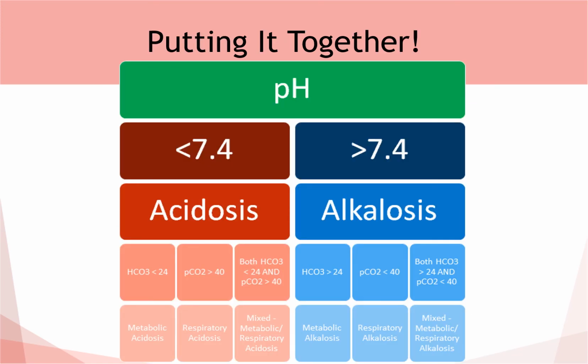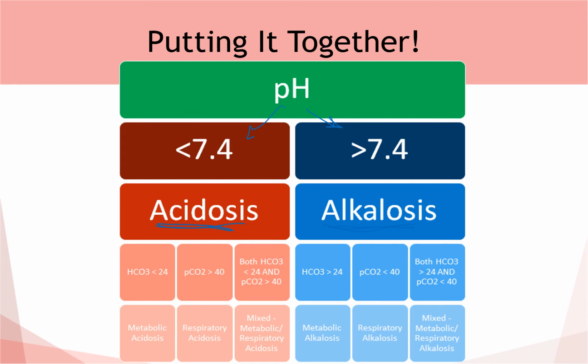So putting it together, here's a real basic kind of algorithm that can be used. The first thing you should do when you get a patient in a blood gas is figure out what is their pH. Is their pH less than 7.4 or is their pH greater than 7.4? That in itself is going to define the state of either acidosis or alkalosis. Then, based off of that, we can figure out, well, is this a respiratory cause or is it a metabolic cause?